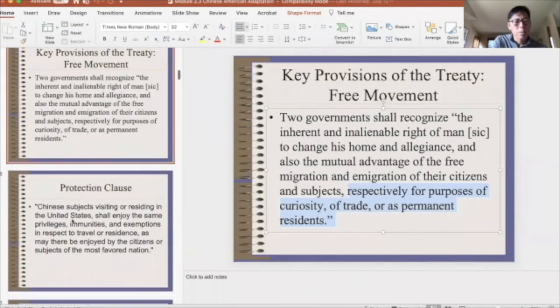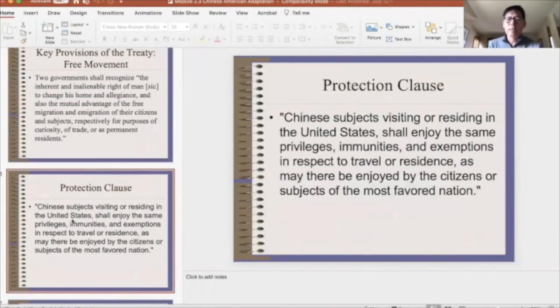Let me go on to the final provision of the treaty. It also sought to provide some semblance of protection for both Americans and the Chinese, right? The Chinese subjects visiting or residing in the United States shall enjoy the same privileges, immunities, and exemptions in respect to travel or residence as may there be enjoyed by the citizens or subjects of the most favored nation.